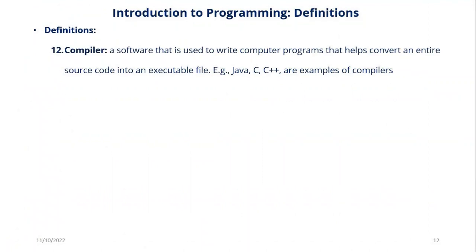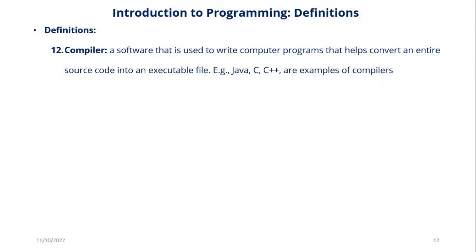Apart from an interpreter, there is also a software called a compiler. What this does is it converts an entire source code into an executable file. The difference between an interpreter and a compiler is this.